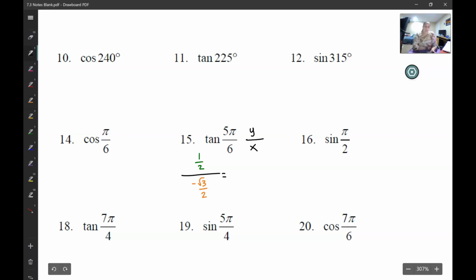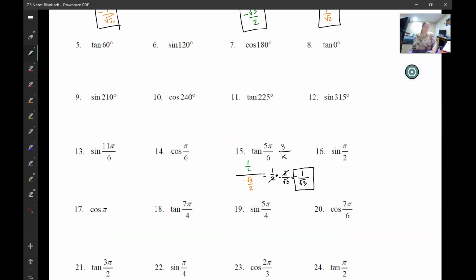Now, this looks pretty gross. So we're going to do our leave, flip, change rule. Leave the numerator, flip the denominator, change the division to multiplying. That's leave, flip, change. And now we notice I have a 2 on bottom and a 2 on top that cancels. So I'm left with 1, there's a negative in front, and a √3 on bottom. And that is going to be my answer for tangent. Now, that one's kind of weird. So let's do another one.